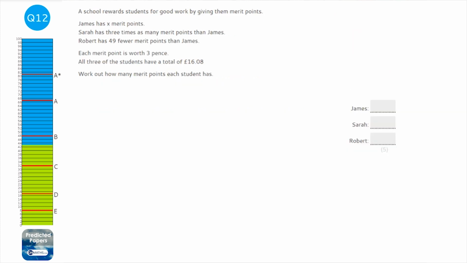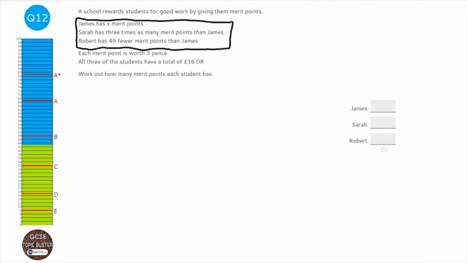Okay, so this looks like quite a complicated question, and it's complicated because there's lots of bits and lots of things going on. Now, the first place to start might be to figure out this block here, or it might be to figure out this block here. It doesn't really matter which one we start with, but I think the second one is a bit easier place to start. Let's work out how many merit points we have. Now, we've got the money, but the £16.08 is in pounds, and the 3 pence for each merit point is in pence. So I'm going to show the examiner I'm working out how many merit points.